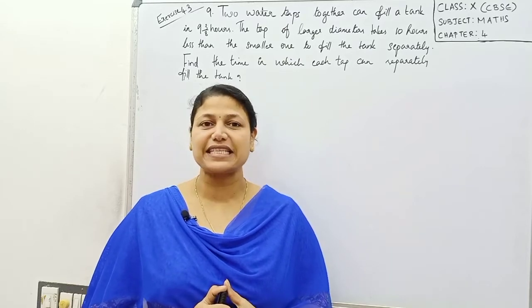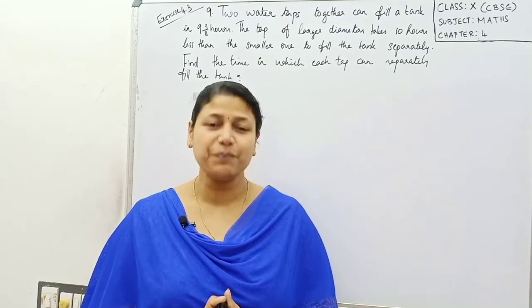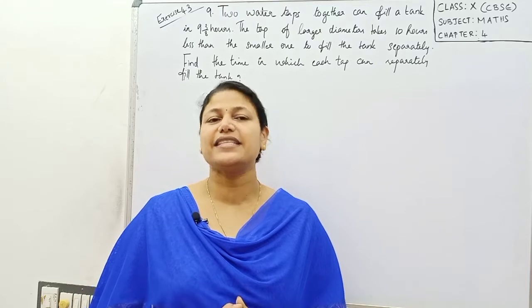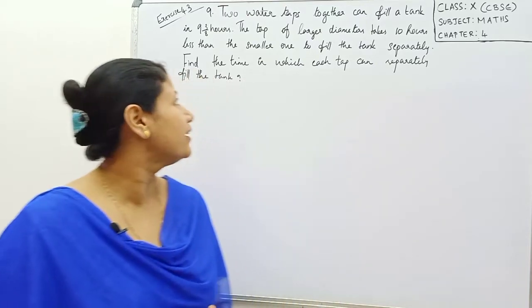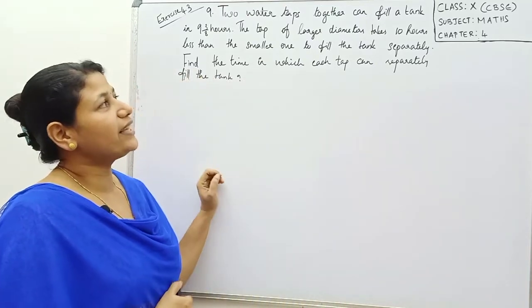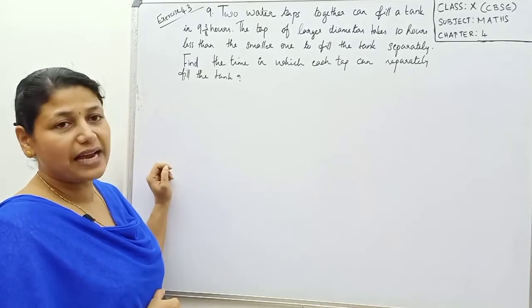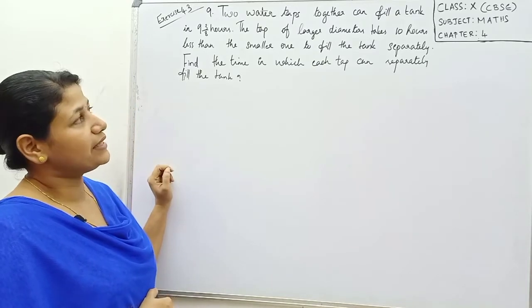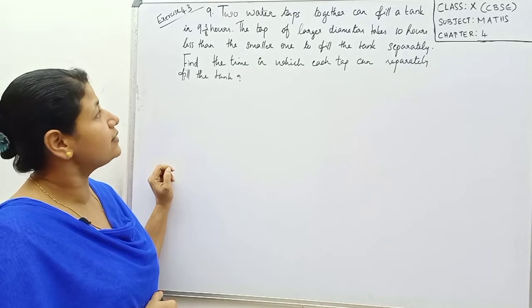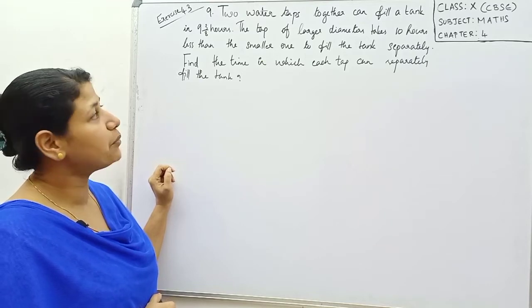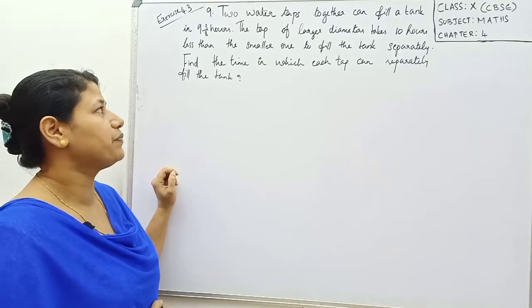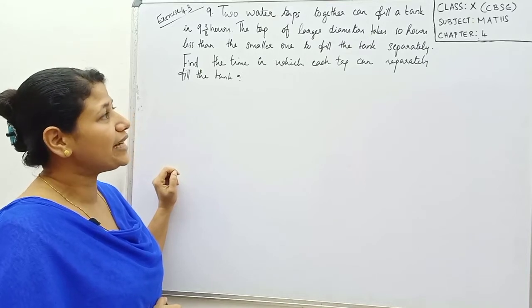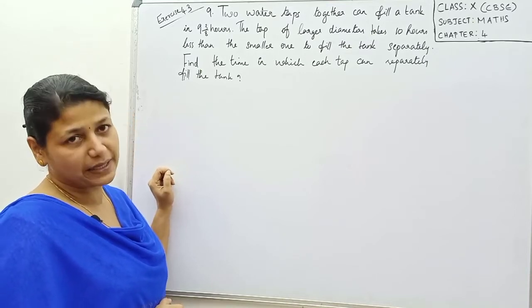In the last class we were discussing exercise 4.3. Today also we are continuing the same exercise. Here is your 9th question. Two water taps together can fill a tank in 9 3/8 hours. The tap of larger diameter takes 10 hours less than the smaller one to fill the tank separately. Find the time in which each tap can separately fill the tank.